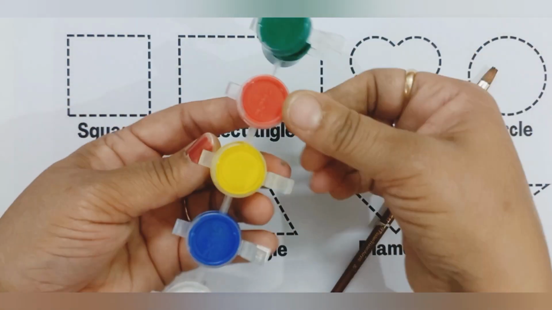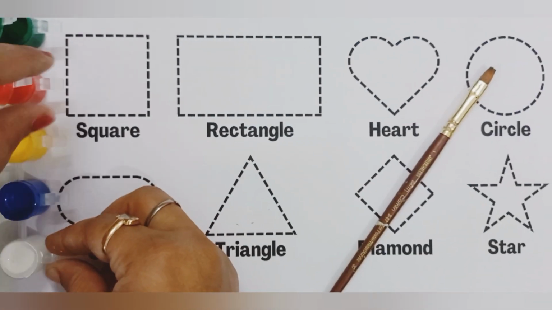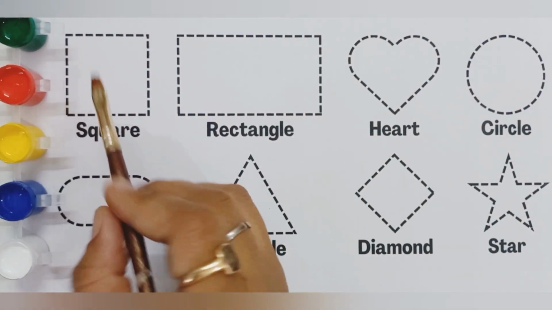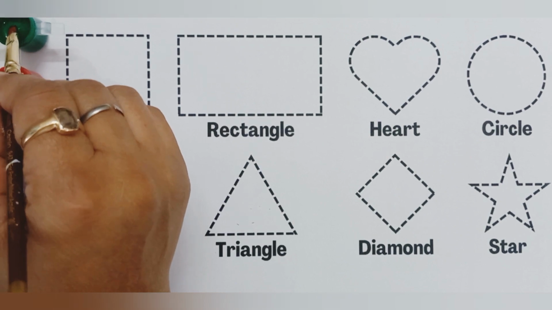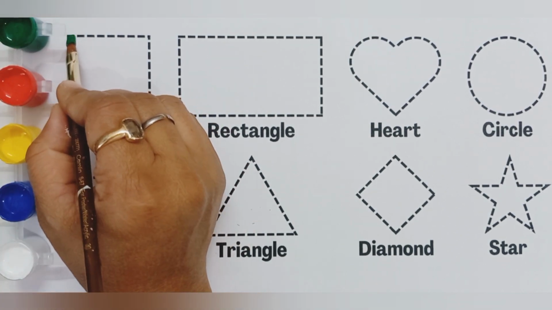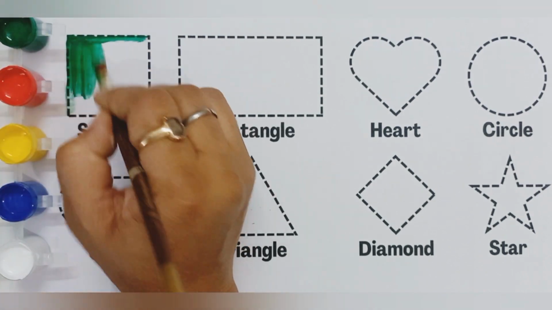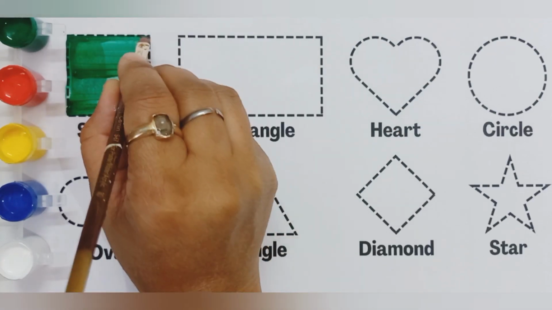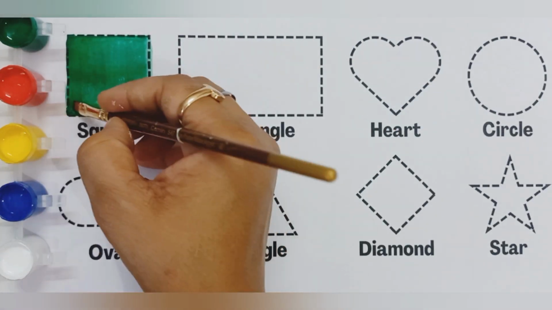Hey all! Today we are going to learn different types of shapes and colors. This is green color and this shape is square shape. Now we are going to fill this square shape with green color. This is green color square shape.